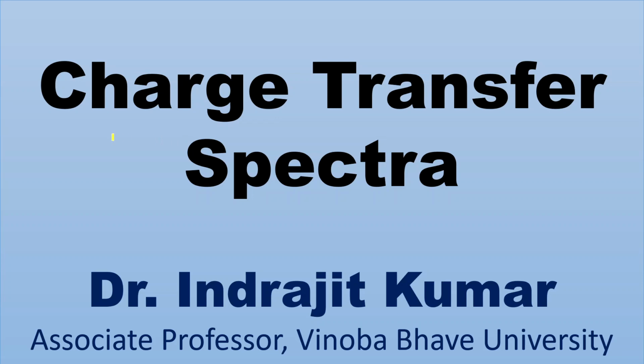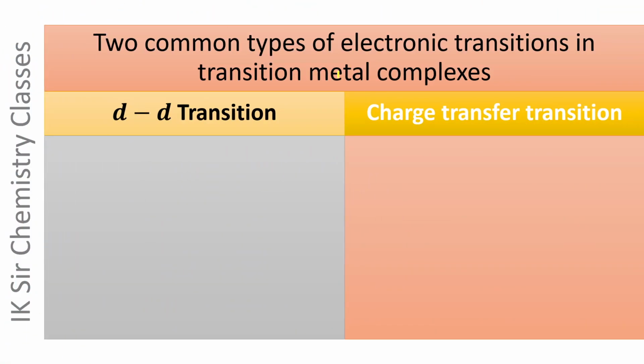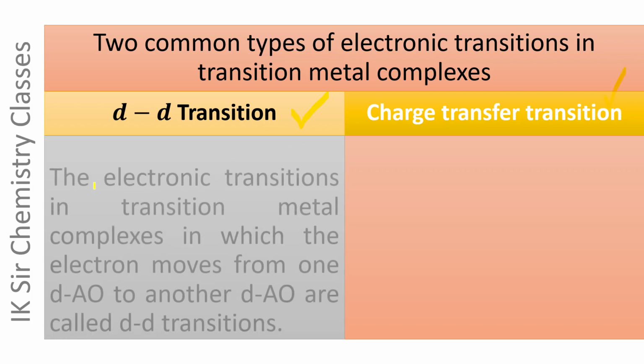In this video, we will discuss an interesting topic in the spectral properties of transition metal complexes, and it is charge transfer spectra. Two common types of electronic transitions in transition metal complexes are d-d transition and charge transfer transition. Let us see what these are.